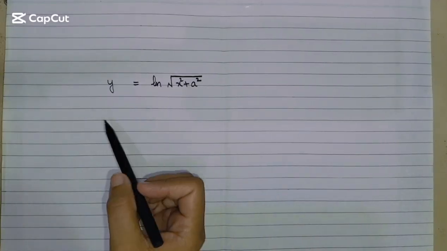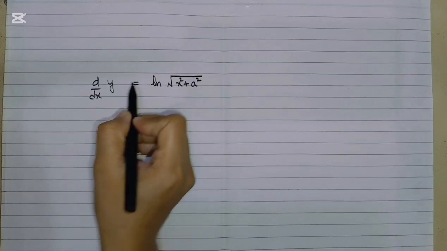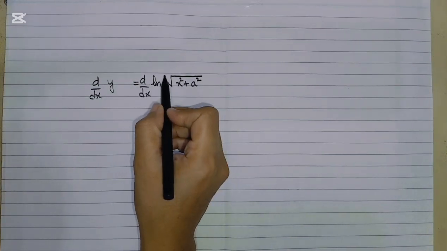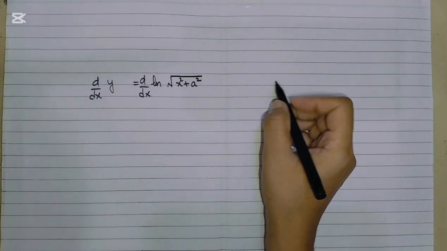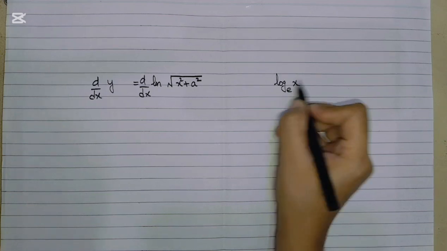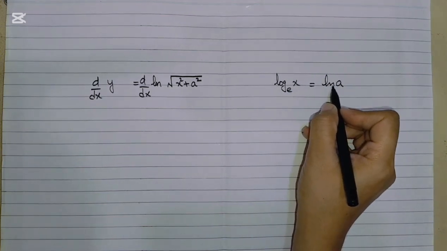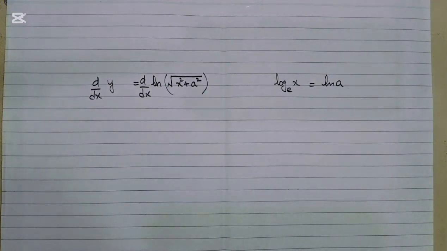In this video, we understand the concept of derivative of this function. We are applying derivative on both sides, derivative of natural log of, because in the previous lecture we understood that log with e base can be written as natural log of a, and we read it as natural log of a. So what is the derivative of natural log of square root of x square plus a square?